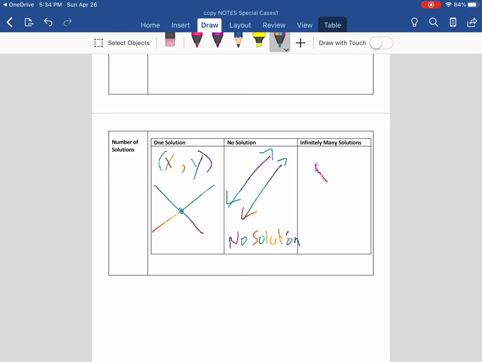Infinitely many, that means you're just going to have one line. It is the same line. And then on the graph, you would write infinitely many solutions.